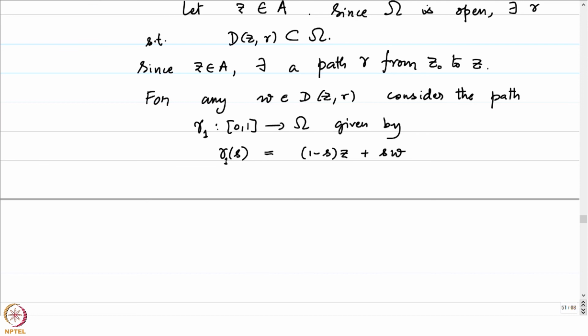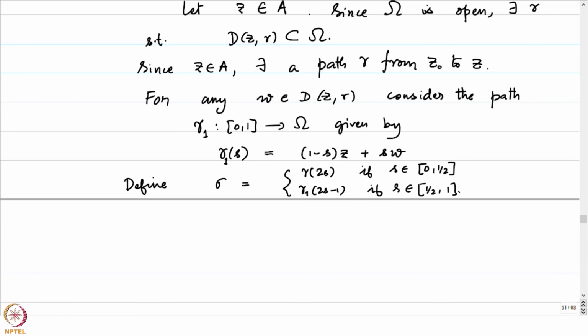And by the previous observation, define sigma to be equal to gamma concatenated with gamma 1, or in a similar manner to what we defined earlier, this is gamma of 2s if s is in 0 to half, and gamma 1 of 2s minus 1 if s is from half to 1, and this path sigma of s is a path from z0 to w, isn't it?